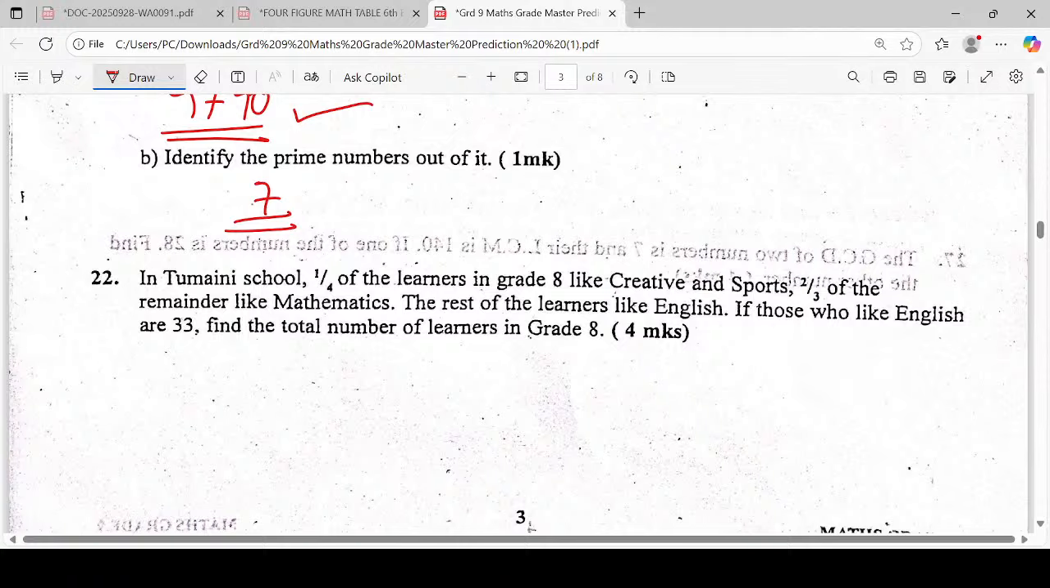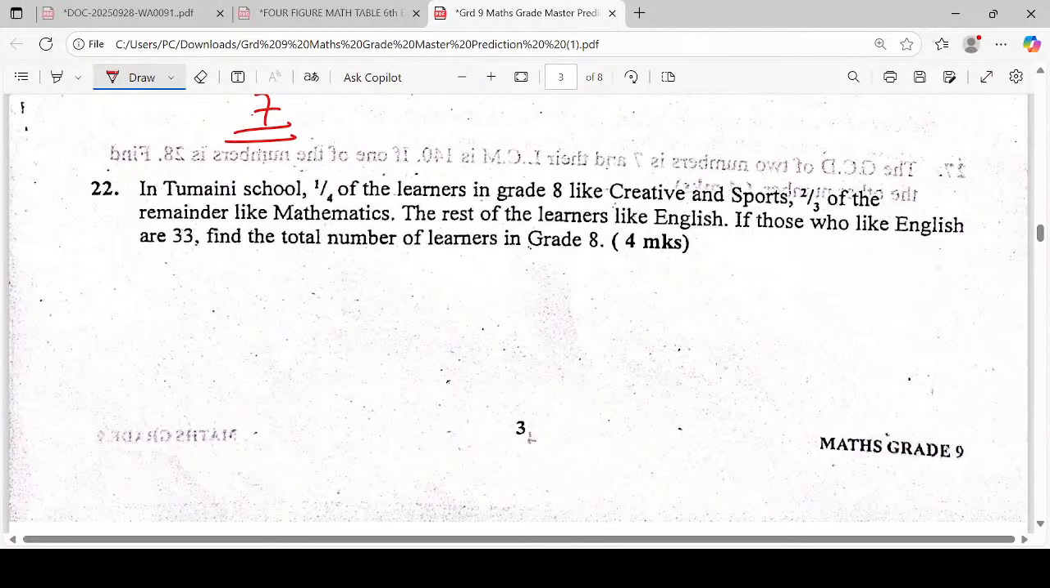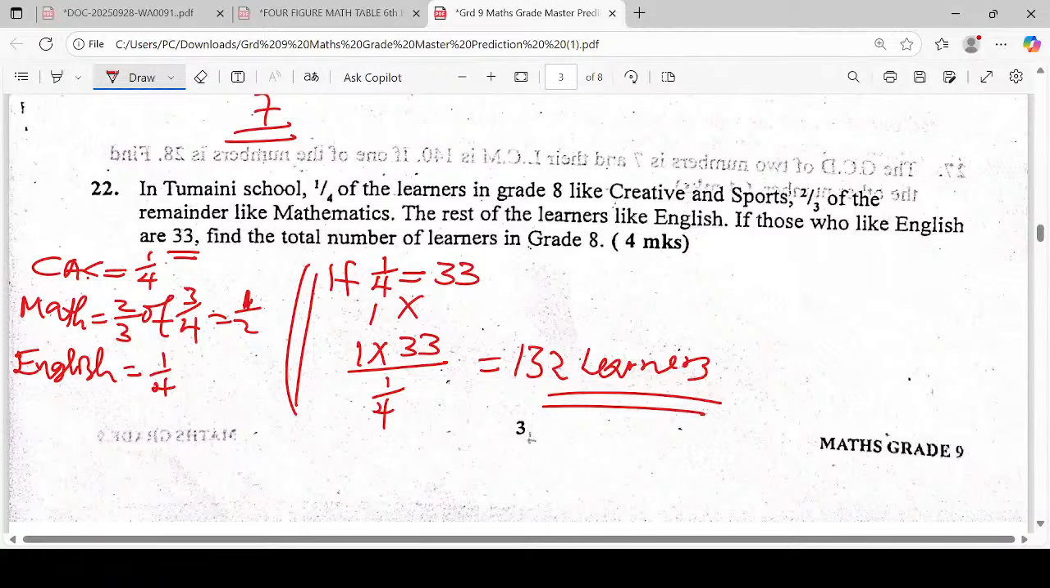Let's look at question number 22. In Tumaini School, a quarter of the learners in grade 8 like creative arts and sports. So those who like creative arts and sports are a quarter. 2/3 of the remainder like math. Those who like math is 2/3 of the remainder. When a quarter like creative arts, the remainder is 3/4.